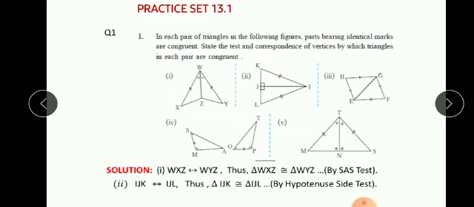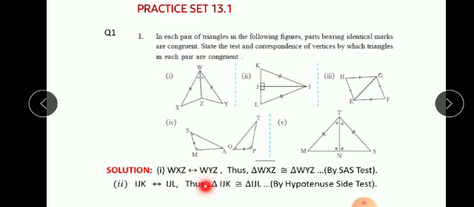Thus triangle IJK is congruent to triangle IJL. Angle J is a right angle and the opposite side is the hypotenuse, IK and IL, and one right angle is given. As one right angle is given, this opposite side must be a hypotenuse. Therefore triangles IJK and IJL are congruent by which test? By hypotenuse side test.